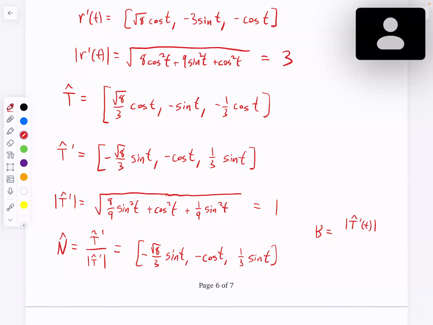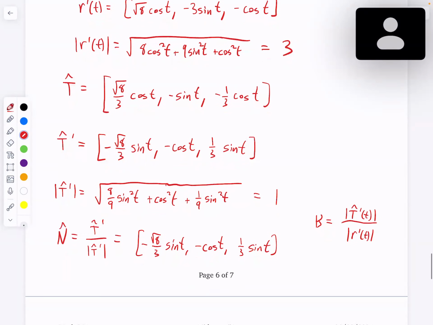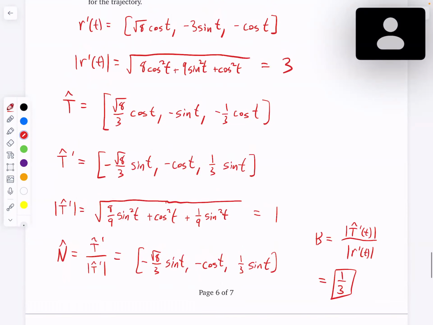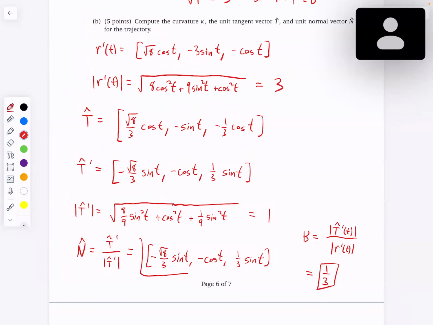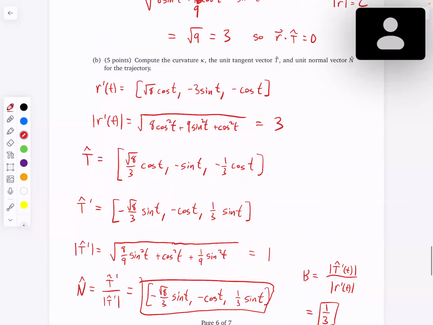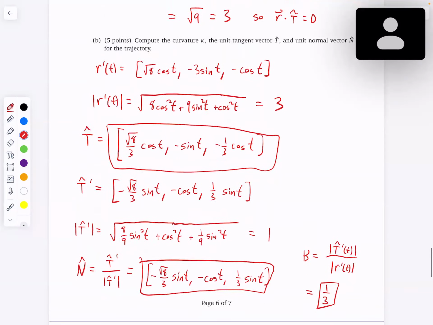Let me think about this for a second. Is that true? Yeah, I think it has to be that, because t hat magnitude is always 1, so it has to be the derivative, and then over the magnitude of r prime of t. And so this is going to be 1/3, and so that's the answer. So the things that we want, the normal vector, the unit tangent vector, and the curvature, are all the following.